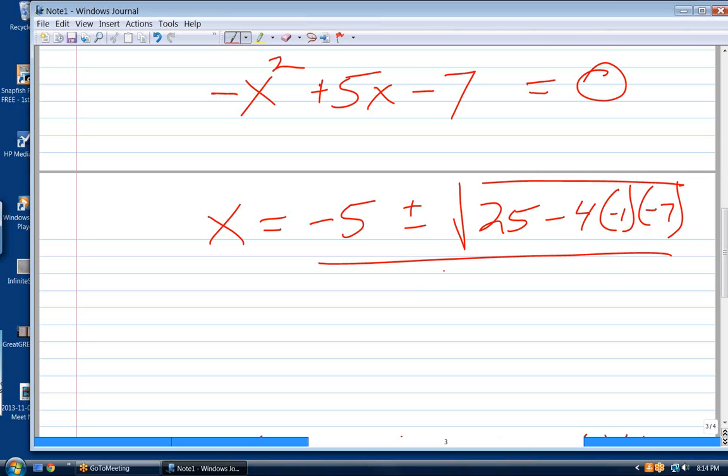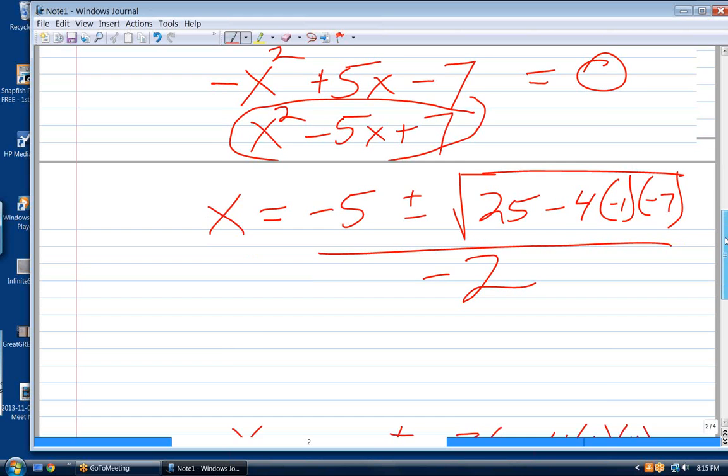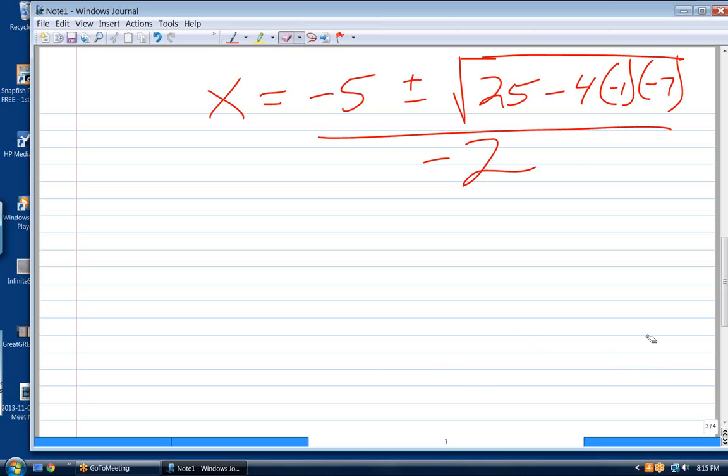All over 2. Or negative 2. That's why I don't like working with negative numbers, because it's real easy to make mistakes like that. Whereas if I turn this into x squared minus 5x plus 7, there are not as many negative numbers after you plug it into the quadratic formula. But just make sure you are very detail oriented when you use the quadratic formula.